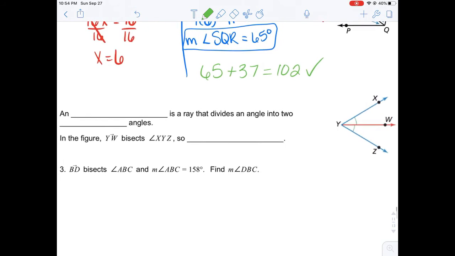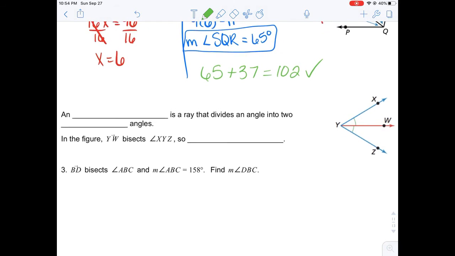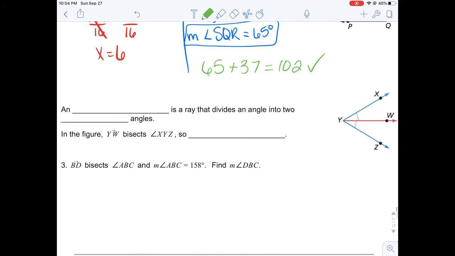Our last concept of the day, found here at the bottom of our note page, was also something that we used with segments. So hopefully it's an easier concept for you to catch on. An angle bisector. Bisector should be familiar to you. It means it's cut into equal pieces. An angle bisector is a ray that divides an angle into two congruent angles.